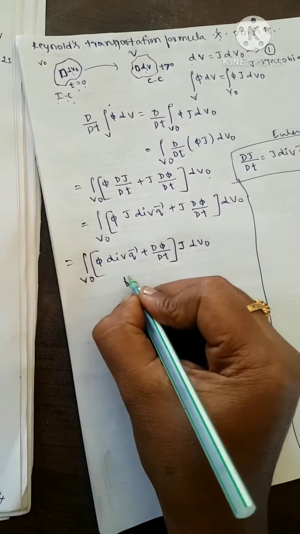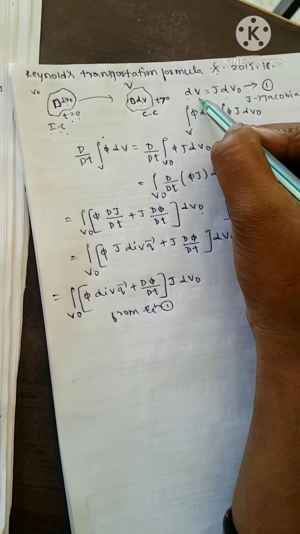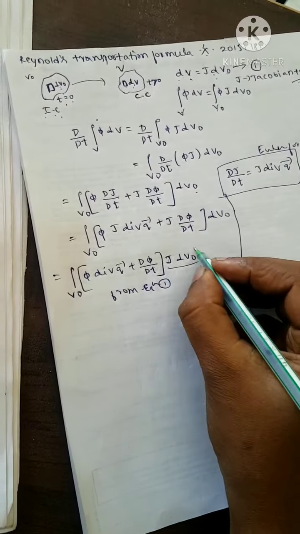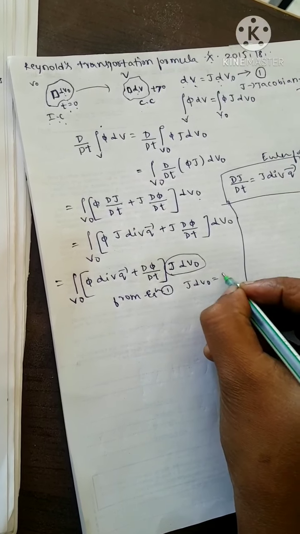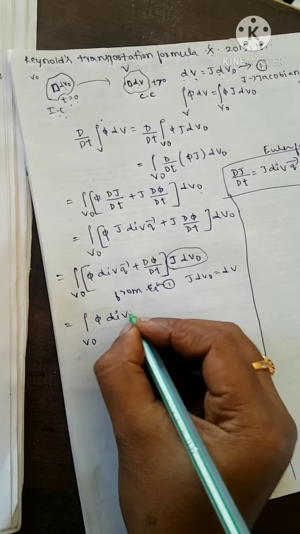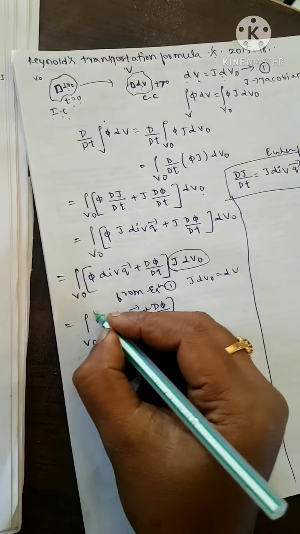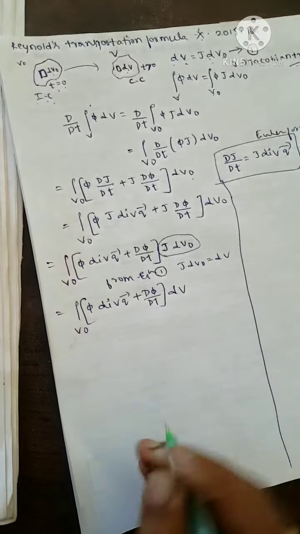Now look at equation 1. Equation 1 is dV is equal to J into dV0. So J into dV0 I can replace with dV. The integral over V0 of pi into divergence of q plus d pi by dt, with J dV0 as dV.